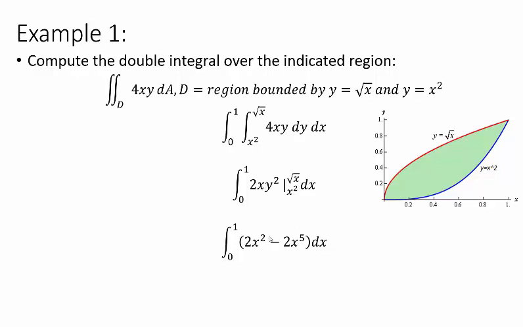And now this is an incredibly trivial integral from Calc 1. It integrates as 2/3 x cubed minus, simplifying, 2/6, which is 1/3 x to the sixth. Plugging in 1 here, you don't have to worry about plugging in 0 because it wipes this out. This just ends up being 2/3 minus 1/3, and my final answer ends up being just 1/3.